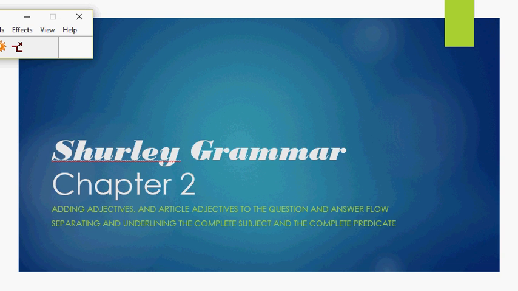All right, friends, we're going to be classifying sentences from Chapter 2 of Shurley Grammar. These are sentences that I made up. They're not in your workbook, but we'll be adding adjectives and article adjectives to the question and answer flow. We'll also be separating and underlining the complete subject and the complete predicate. So let's begin with our first sentence.